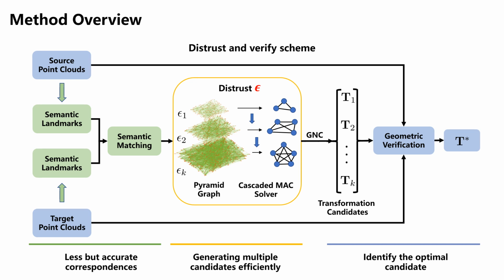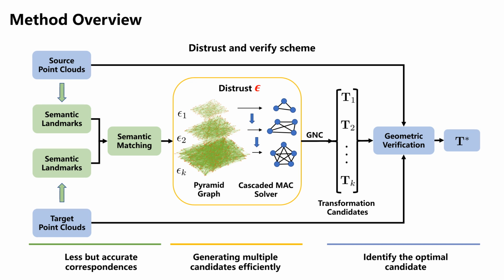We use a cascaded max solver to find the maximum cliques in each graph. Each maximum clique provides a transformation candidate through GNC. Finally, we perform geometric verification using the original point cloud information to identify the optimal candidate.